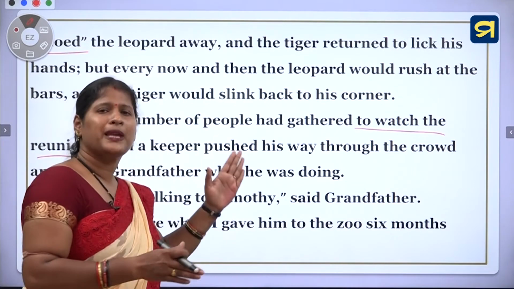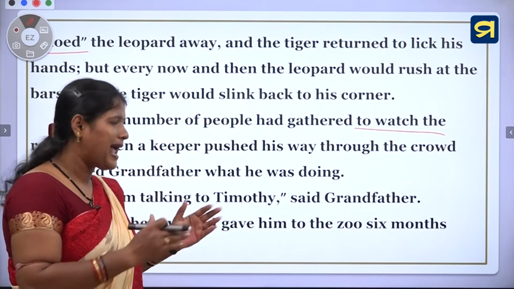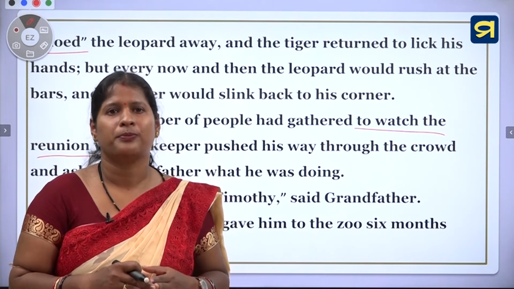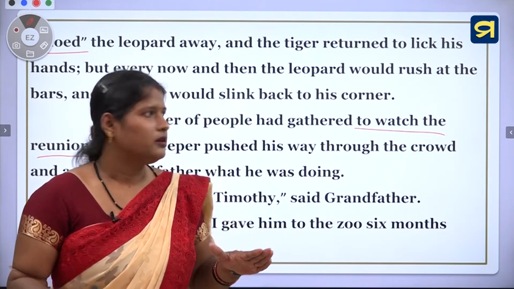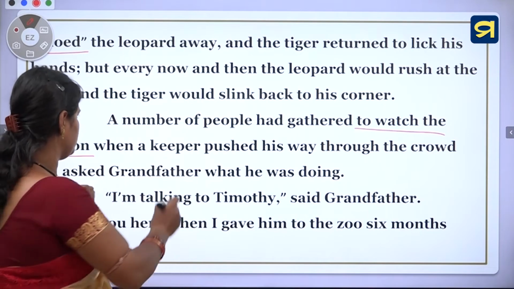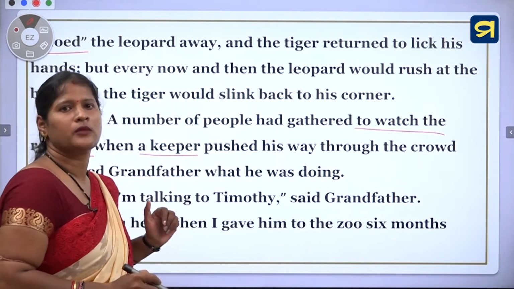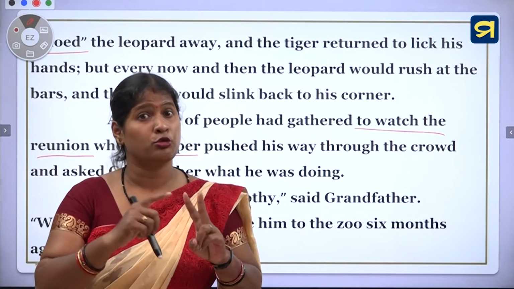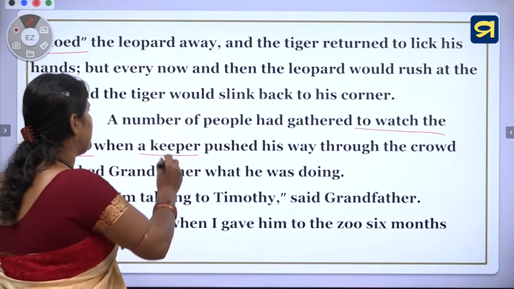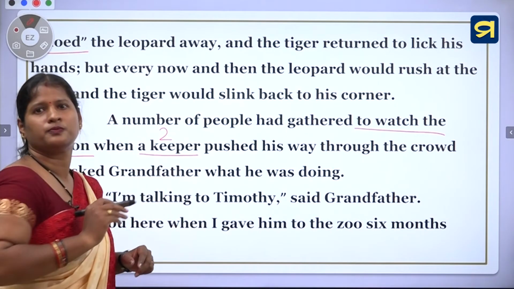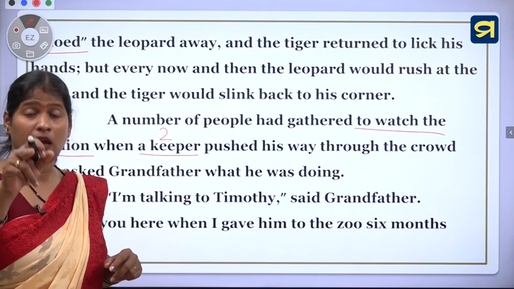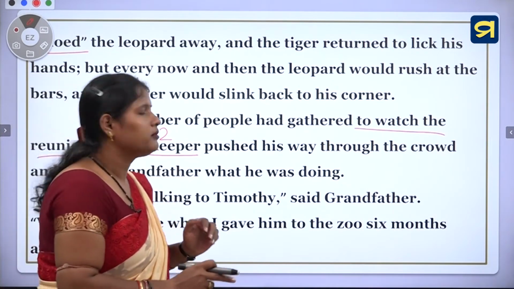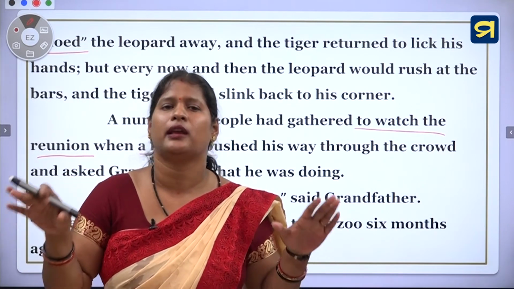So lots of people gathered around there, and in order to make everything right, a keeper came. I told you earlier that among the characters there were two keepers. This keeper is keeper number 2. Dear children, I'll tell you about keeper 1 also. So a keeper tried to put everything right.